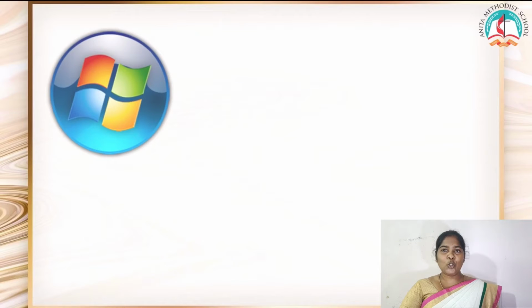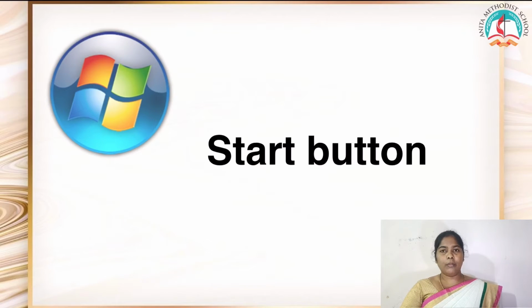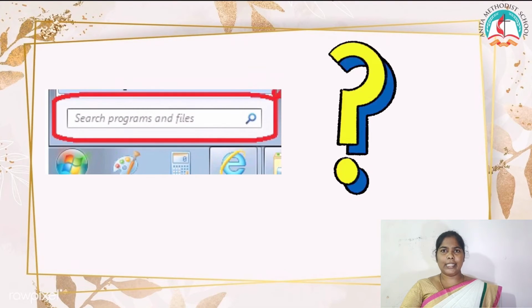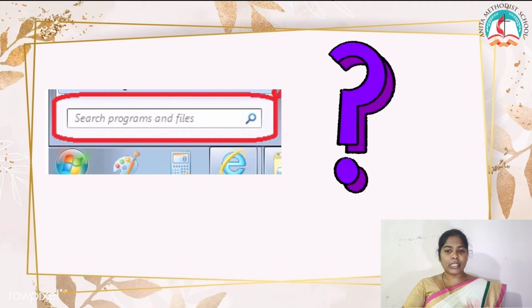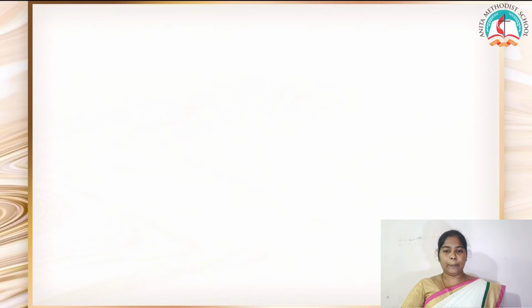The start button helps us to start any application or program in a computer. The second one, what is this? Yes, search programs or files. For example, if I want to work with Microsoft Word, or if I want to search C++, when I type that particular name inside the search box, it will browse and help me to open the application very easily.